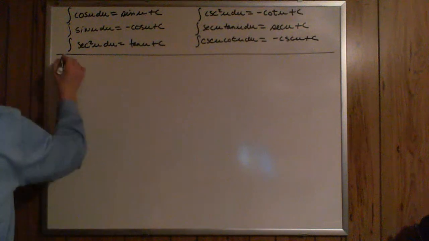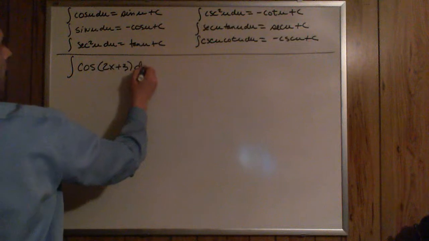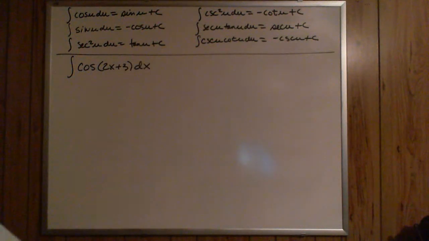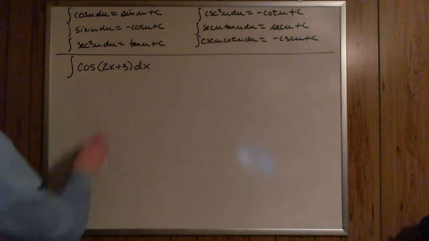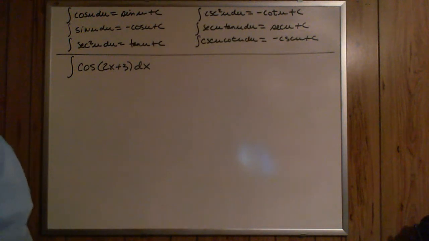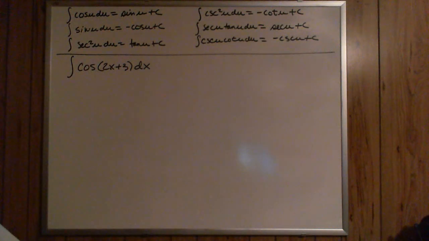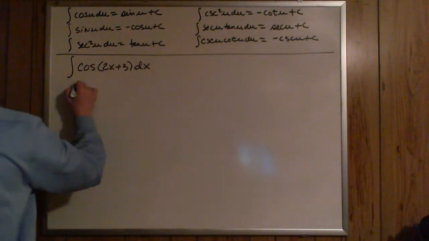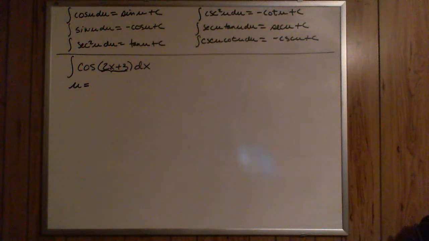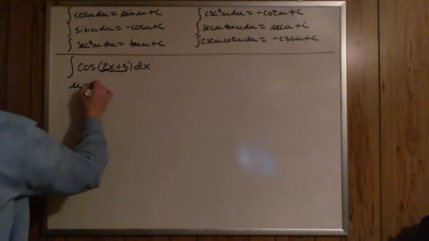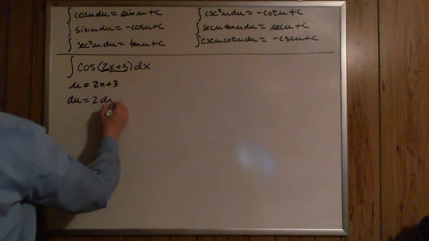The first one, the indefinite integral of cosine of 2x plus 3 dx. So this form does not match exactly one of these, so we're going to do u substitution. Obviously it resembles this one the most, but it's not exactly cosine u du. So we have to choose u, again, to be the inside stuff of the function. And the inside stuff is 2x plus 3. We'll take our derivative and get du equals 2 dx.